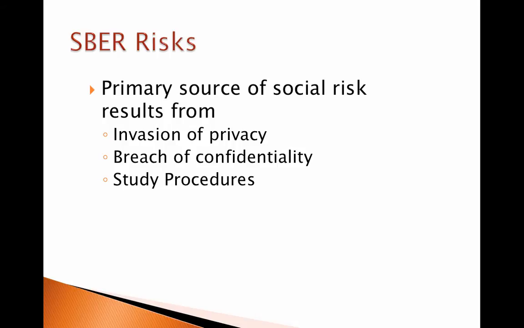It is also possible that when groups or communities rather than individuals are the focus of a study, the group as a whole may be at risk of harm. For example, studies comparing the average IQ of so-called racial groups or the prevalence of HIV-infected individuals in communities may stigmatize the community being studied. The primary sources of social risk result from invasion of privacy, breach of confidentiality, and from the study procedures itself.